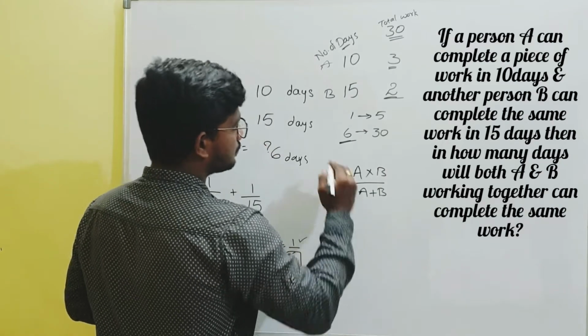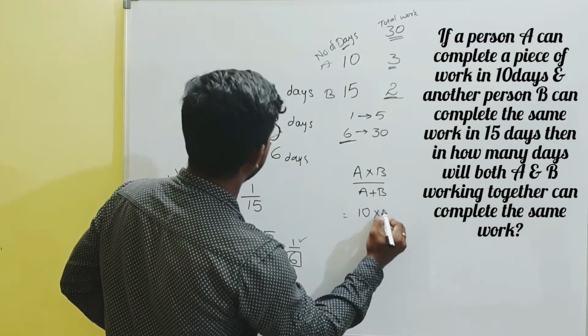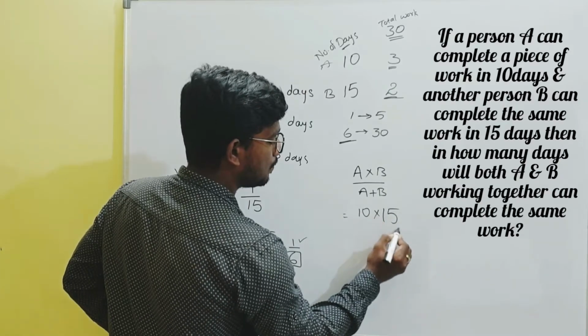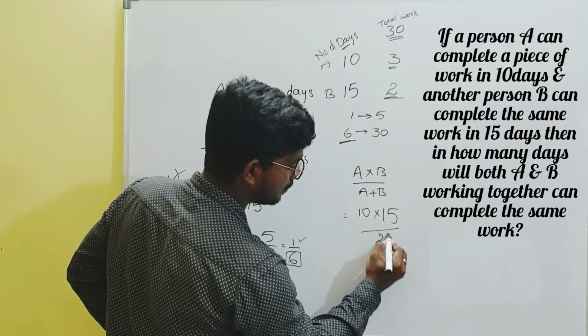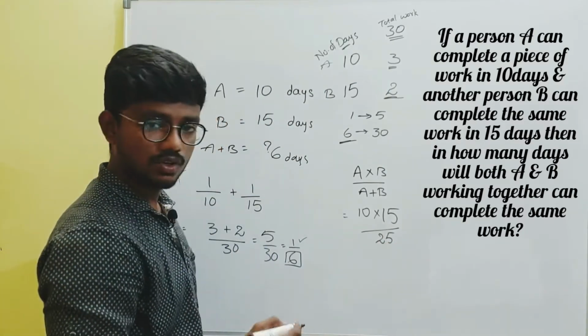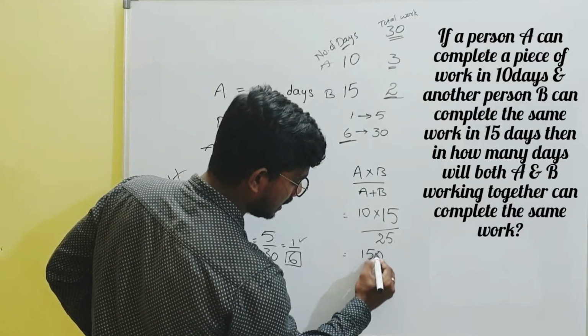Here A is 10 days and B is 15 days. A plus B is nothing but 10 plus 15, that is 25. Now what we get here is 150 by 25.